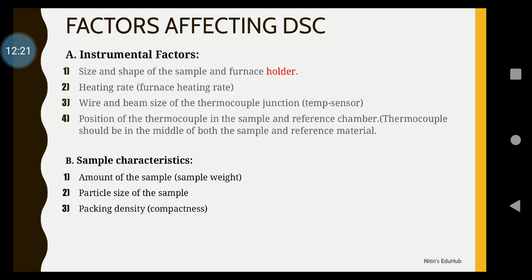Next you can see the wire and bead size of the thermocouple junction. Earlier, in the case of DTA, we also discussed that it should be a thin wire. If it is a thick wire, then there may be a fluctuation between the actual readings provided by the sensor and those of the recorder.